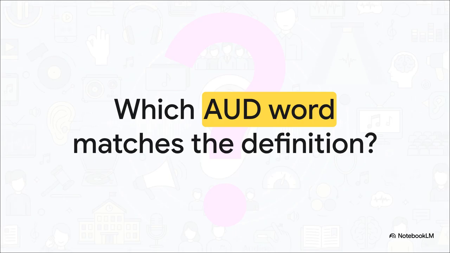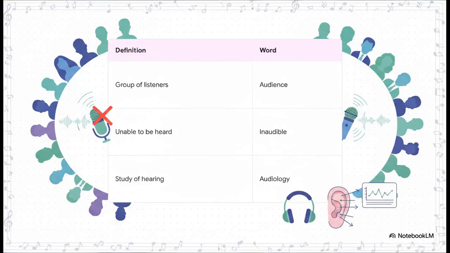Number 1, which AUD word means a group of listeners? Lock it in. Number 2, which word means unable to be heard? Got it? And number 3, what is the scientific study of hearing? Think about that suffix. Let's see how you did.